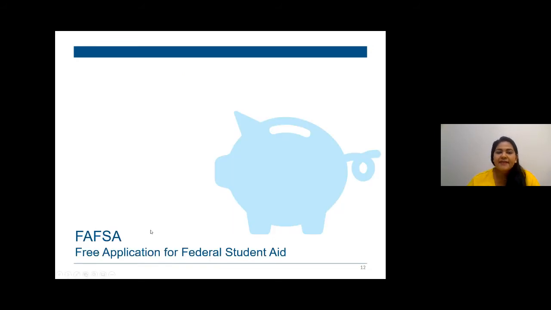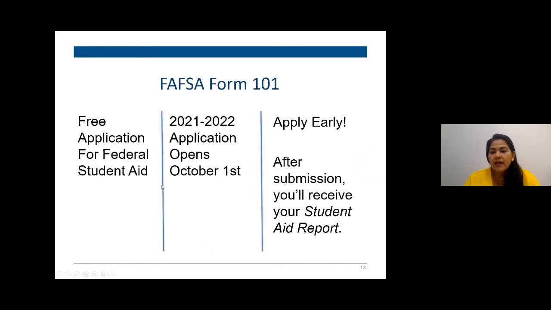And so what is FAFSA? FAFSA is the Free Application for Federal Student Aid. This is the application that the Department of Ed has developed in order to award financial aid for students pursuing a post-secondary pathway, whether that is applying and enrolling at a college, a two-year institution, a technical school, or any other type of post-secondary pathway that requires students to fill out the FAFSA. The FAFSA form, as I mentioned, stands for Free Application for Federal Student Aid. It is free. You should not be paying anyone or any website to fill out the FAFSA.